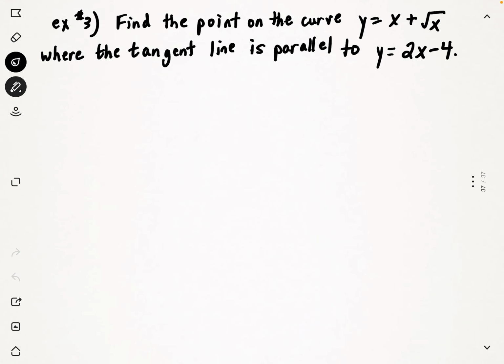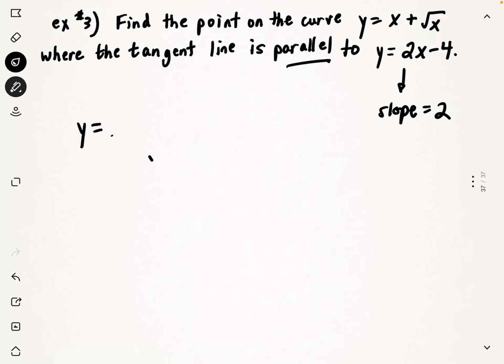And then finally, we have a third example here. Find the point on the curve. Because they say point, unlike example 1, we're actually looking for an x and y coordinate here. And we want to find where they are tangent to this line right here. Well, this line has a slope of 2. Parallel lines have the same slope, so whatever the tangent line is, it is going to be parallel to that line.